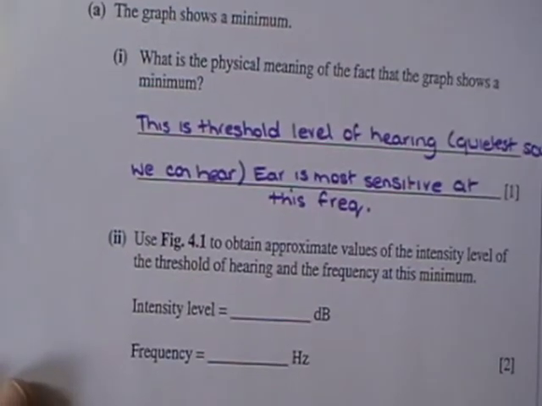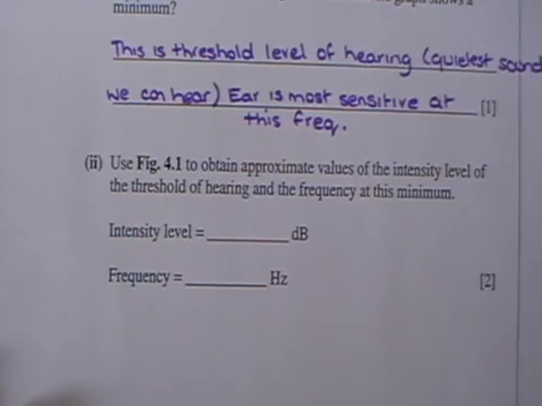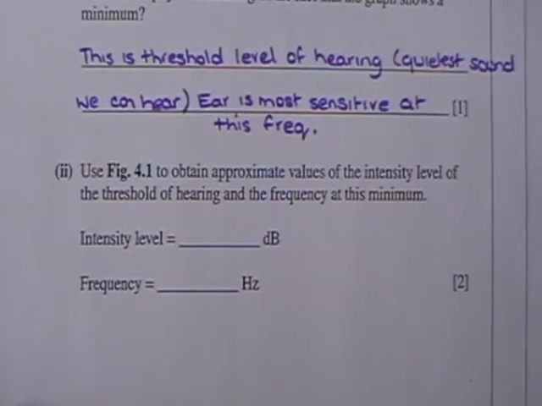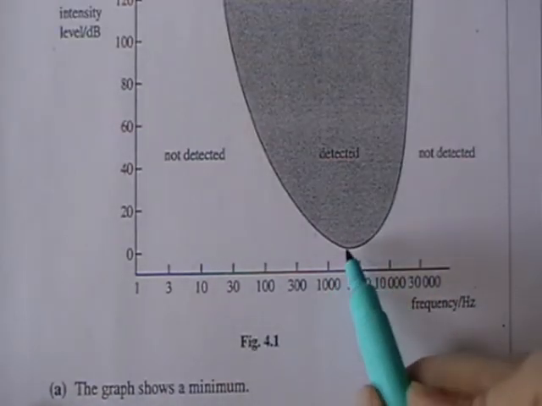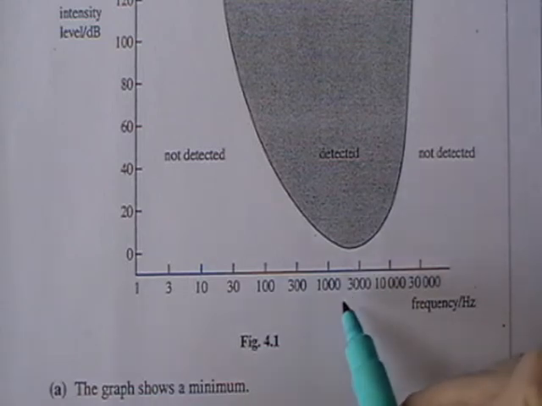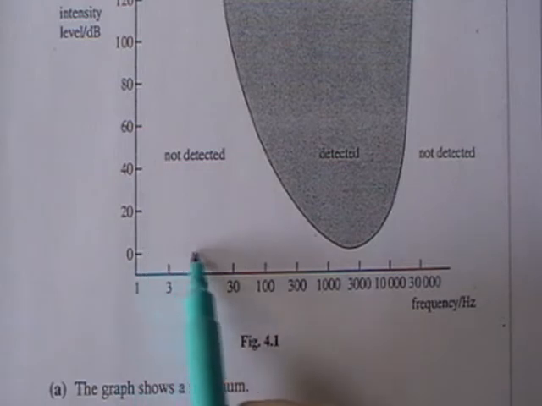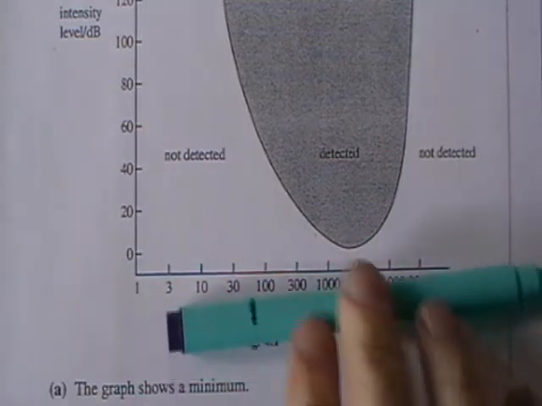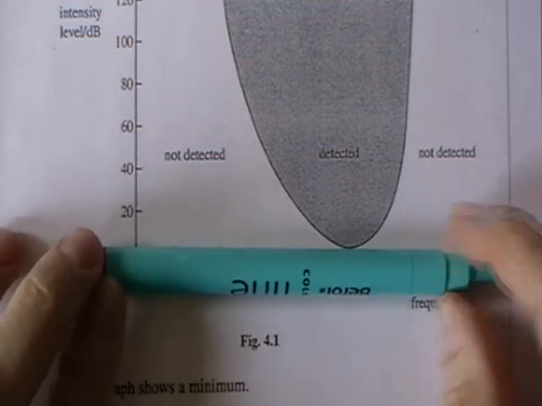Use figure 4.1 to obtain approximate values for the intensity level of the threshold of hearing and the frequency at this minimum. So if you have a wee look there, you can see the frequency is minimum there, somewhere between 1,000 and 3,000, which is probably about 2,000 there. And also this corresponds to, if you look right across here, in fact if I set my pen down just to see, it corresponds to 0 decibels, or just above it.